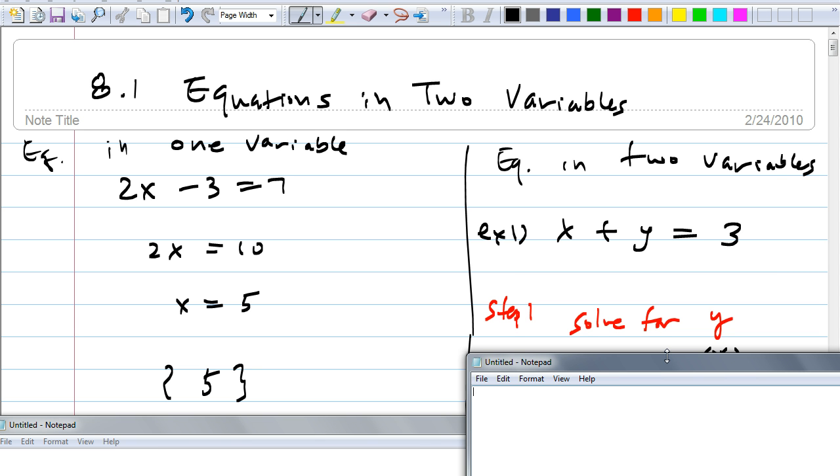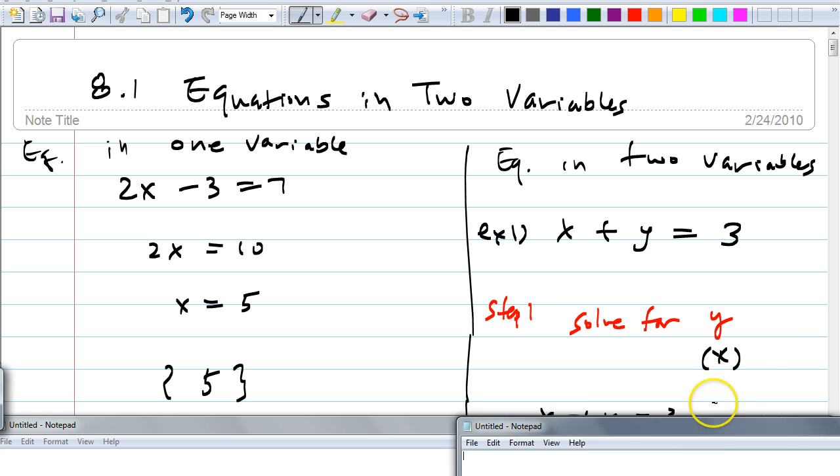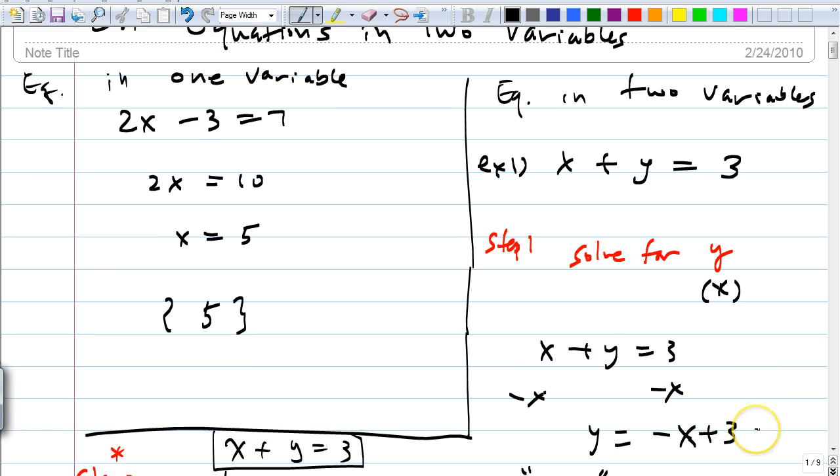So solve for y, and we know how to solve. Do you know how to solve for y here? What do we do? We subtract both sides by, or add both sides by negative x, exactly. So we subtract or add both sides by negative x. y equals negative x plus 3. Notice I wrote this in standard form, with the x term first on the right side. So y equals negative x plus 3 there.